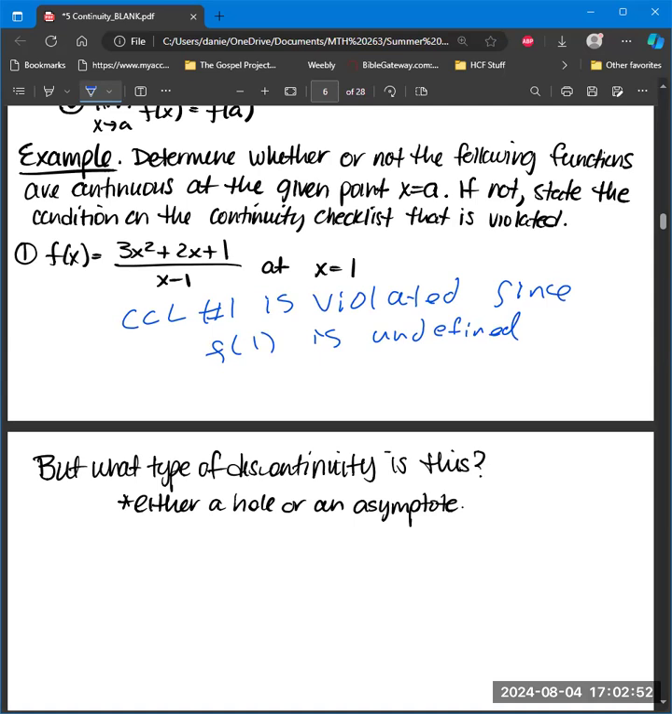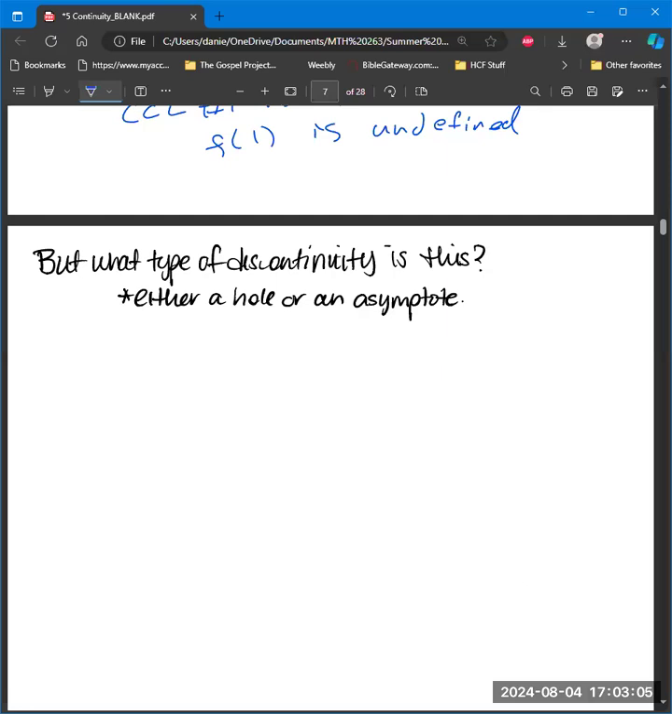If I do want to go out here, though, I can say that if I stick 1 in here, I'm going to get 6 over 0. So there's going to be a vertical asymptote at x equals 1. Because I'm not getting 0 over 0, I'm not going to get a hole. So what type of discontinuity is this? Let's, like I said, just keep going.